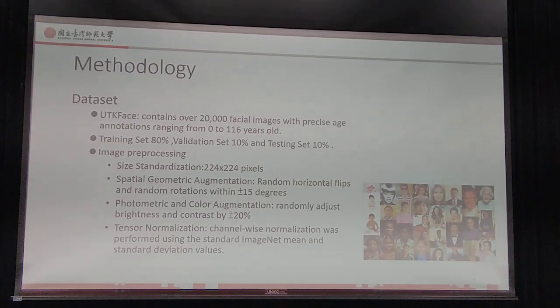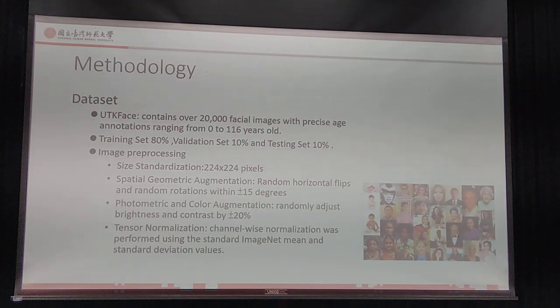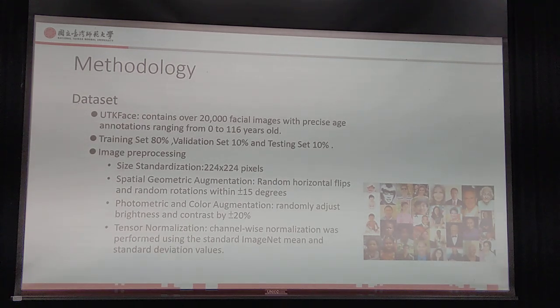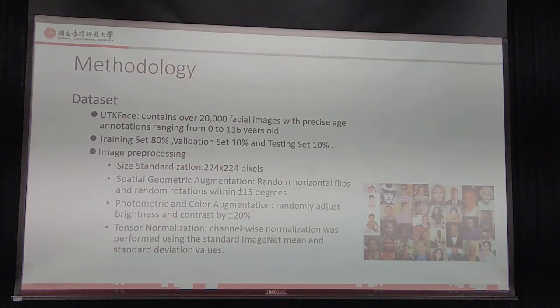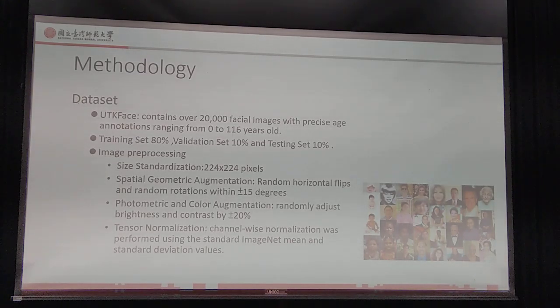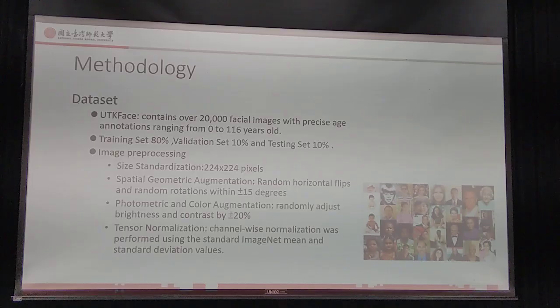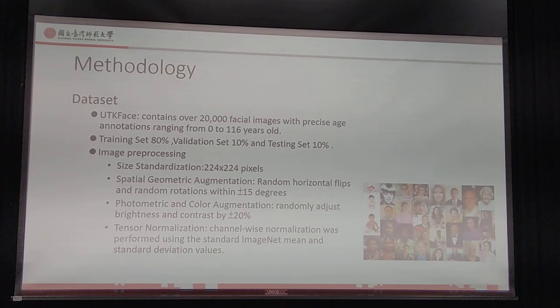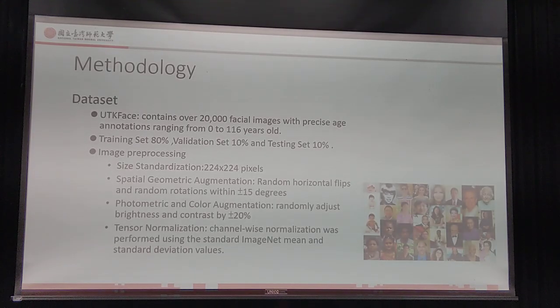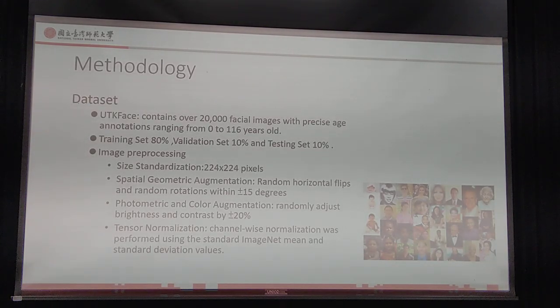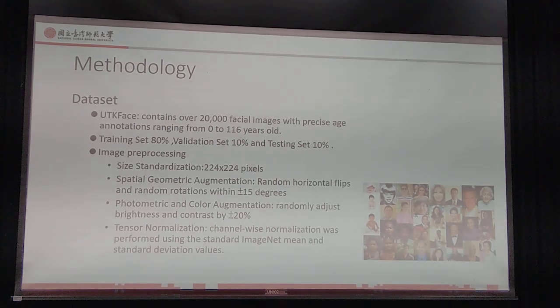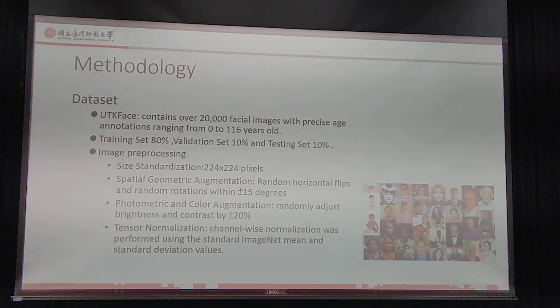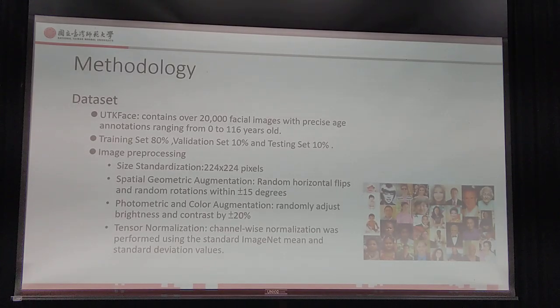Finally, we apply several pre-processing and augmentation steps to improve model robustness. First, all images were resized to 224 by 224 pixels. We choose resize over random cropping to make sure no important facial features were lost. Next, we apply spatial augmentations, including random horizontal flips and rotations within plus or minus 15 degrees to simulate different poses. We also apply photometric augmentations by randomly adjusting brightness and contrast by plus or minus 20%. Lastly, we perform channel-wise normalization using the standard ImageNet mean and standard deviation values.